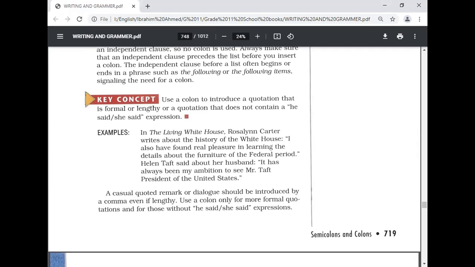A casual quoted remark or dialogue should be introduced by a comma, even if lengthy. Use a colon only for more formal quotations, and for those without he said or she said expressions.